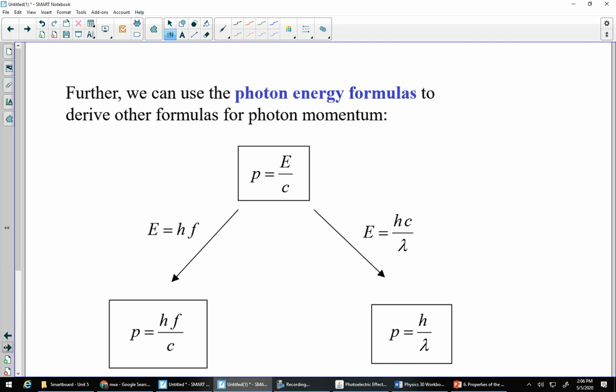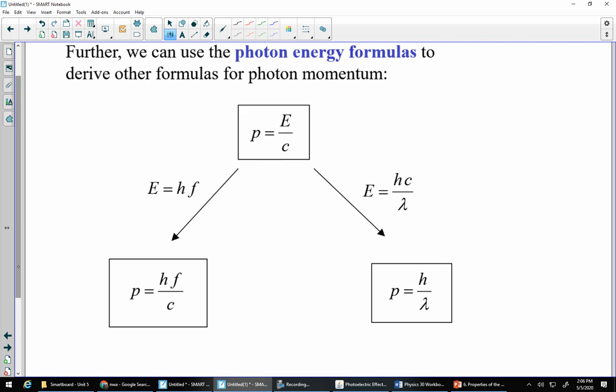So we can expand on this a little bit, because we know that the energy of a photon is either Planck's constant times the frequency, or Planck's constant times the speed of light divided by the wavelength, which now leads us to a couple extra formulas for the momentum of a photon. So we got p = hf/c, and we got p = h/λ.